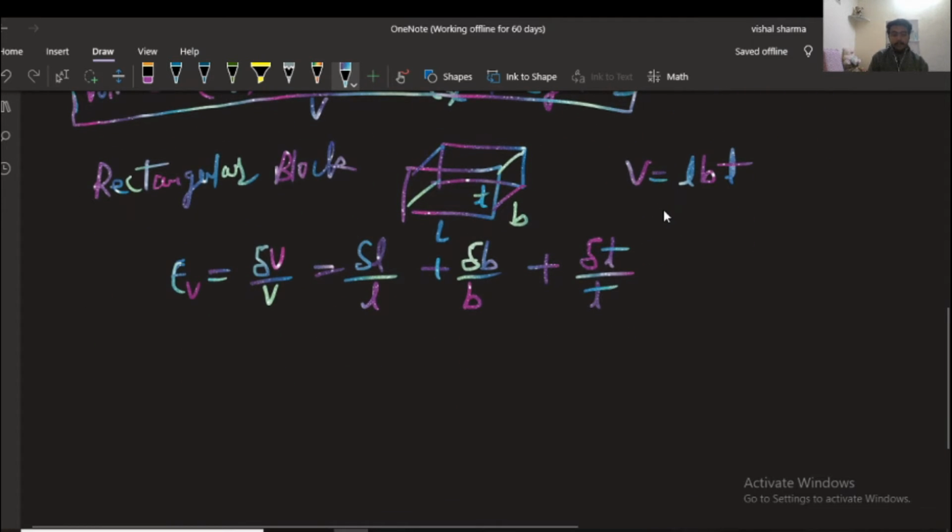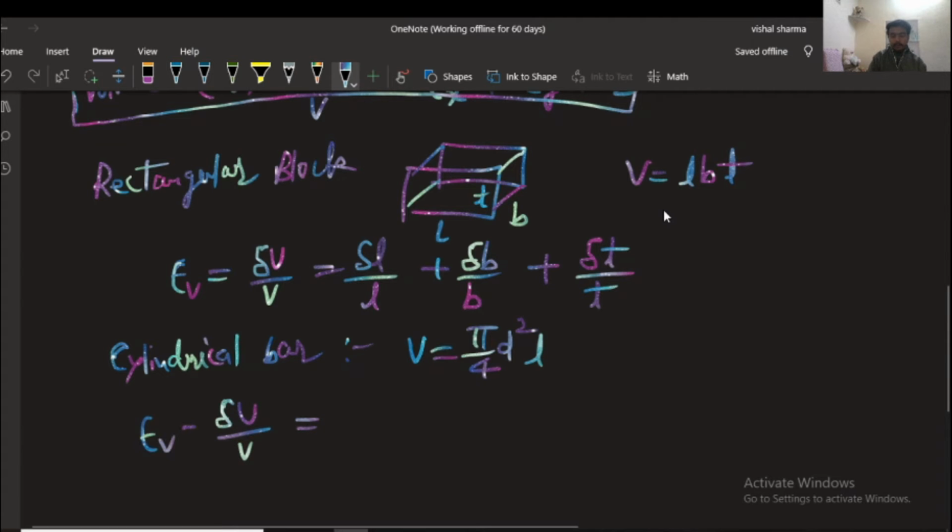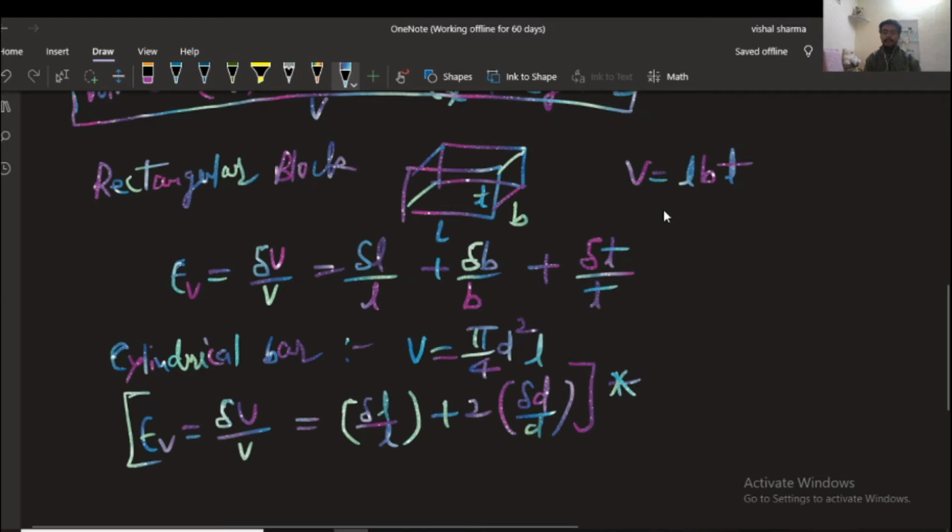Now taking the example of the cylindrical bar, as we know the volume of the cylinder is equal to pi by 4 d square L. So the change in volume to the original volume is the volumetric strain of the cylindrical bar, which is given by the longitudinal strain plus 2 times the lateral strain. This is a very important formula. You will find its application in numerical problems, so directly memorize all of these formulas.